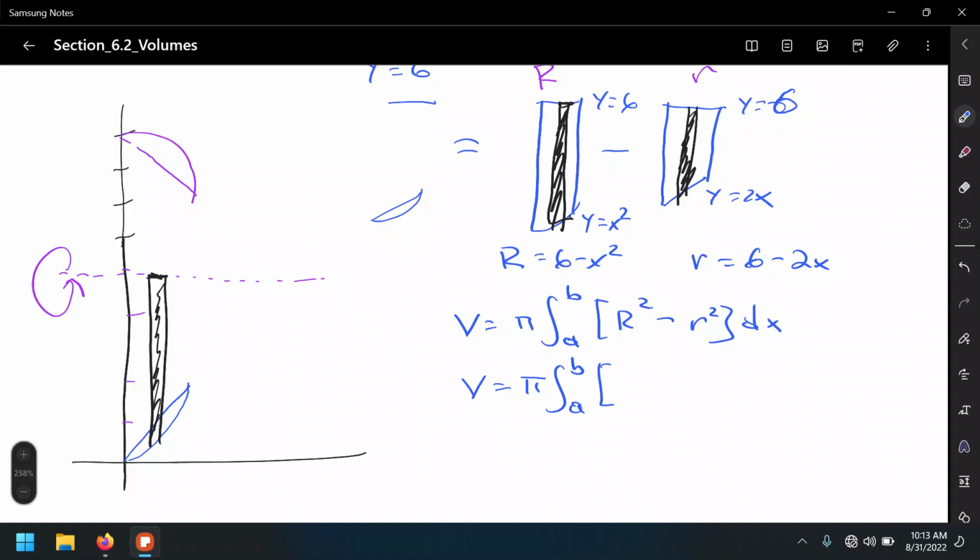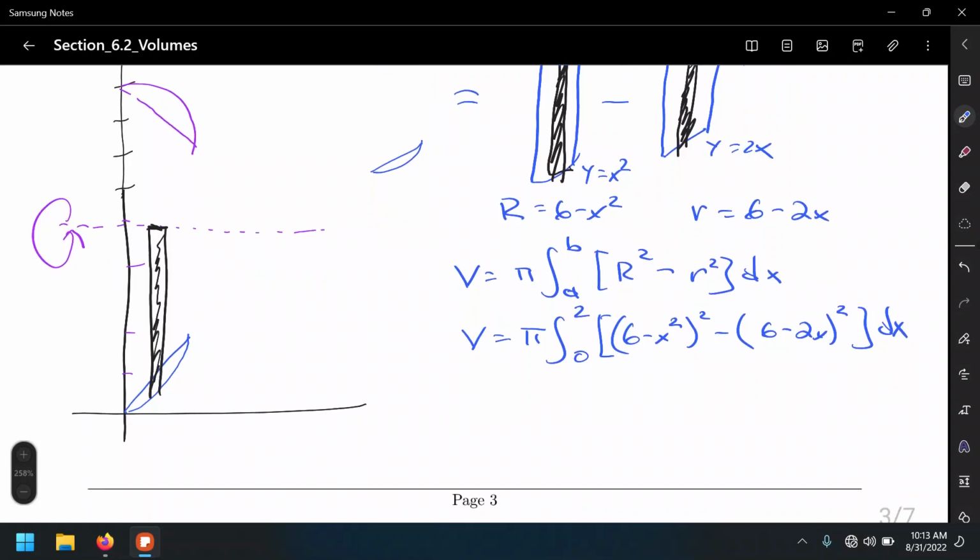So that's going to be 6 minus x squared, quantity squared, minus 6 minus 2x quantity squared, with respect to x. Oh, the limits of integration from 0 to 2, by the way, because these are the same points of intersection from the previous problem. And well, if you want to find this volume, you should get as a final answer 32 pi over 5. All right.